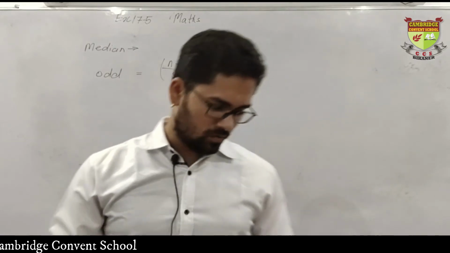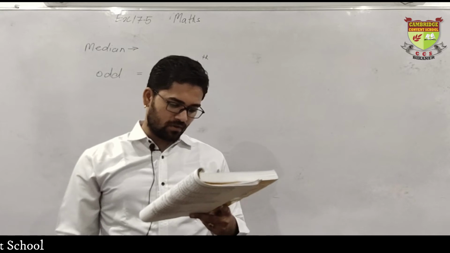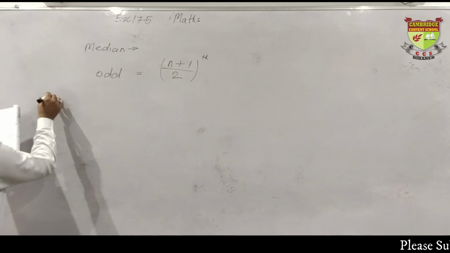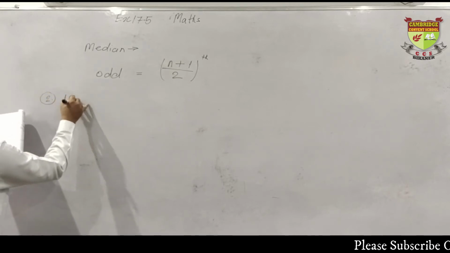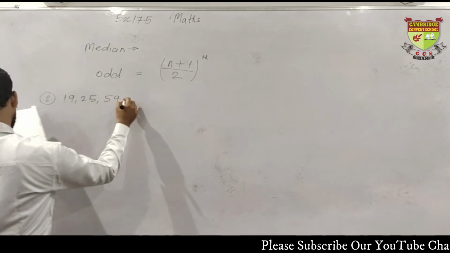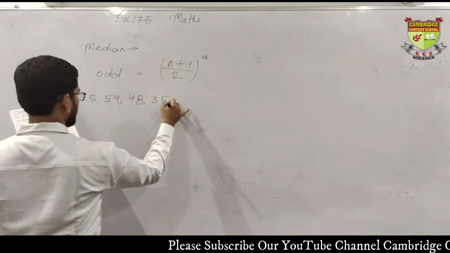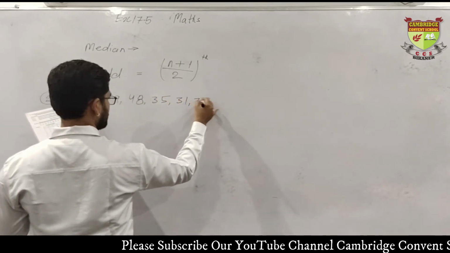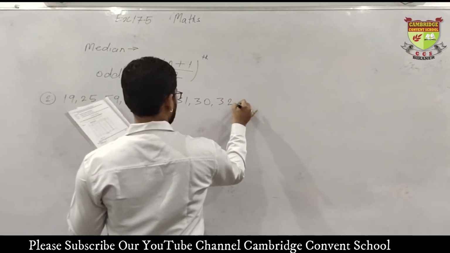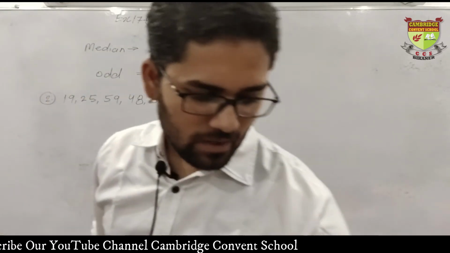Fine. Now question number 2 we are solving. Find the median of the following data. I will write the numbers: 19, 25, 59, 48, 35, 31, 30, 32, 51. Okay, we have written the question.